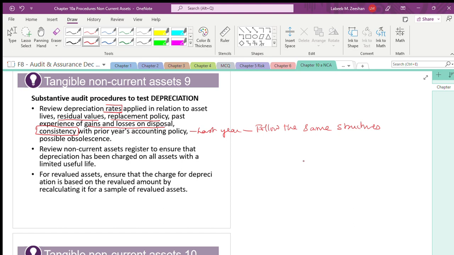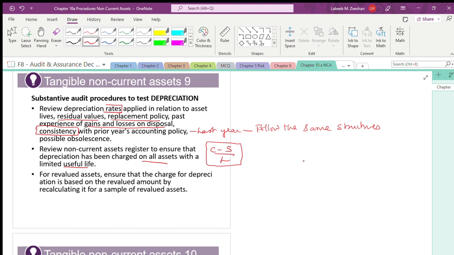Non-current assets. Review the non-current assets register to ensure that depreciation has been charged on all assets with a useful life. Very simple, isn't it? What is the cost minus scrap divided by life? That's all. You have to link what we have done and how it is going to be reflected.